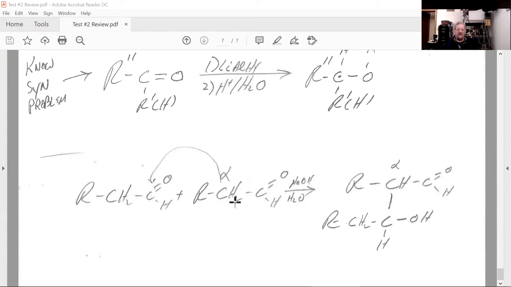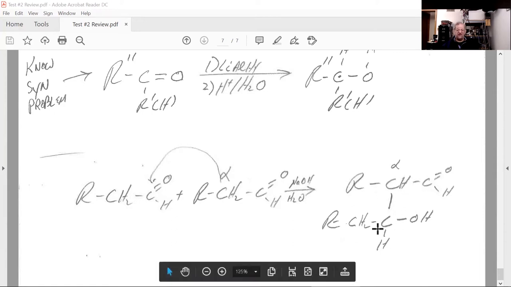And the alpha carbon has acidic protons that you can take off to form the enolate anion, which attacks the carbonyl carbon of the other aldehyde, another molecule, and does something very special. It forms a carbon-oxygen double bond, and opens this up to an alcohol. What's attached to this carbon is still there, and we call that an aldol condensation.